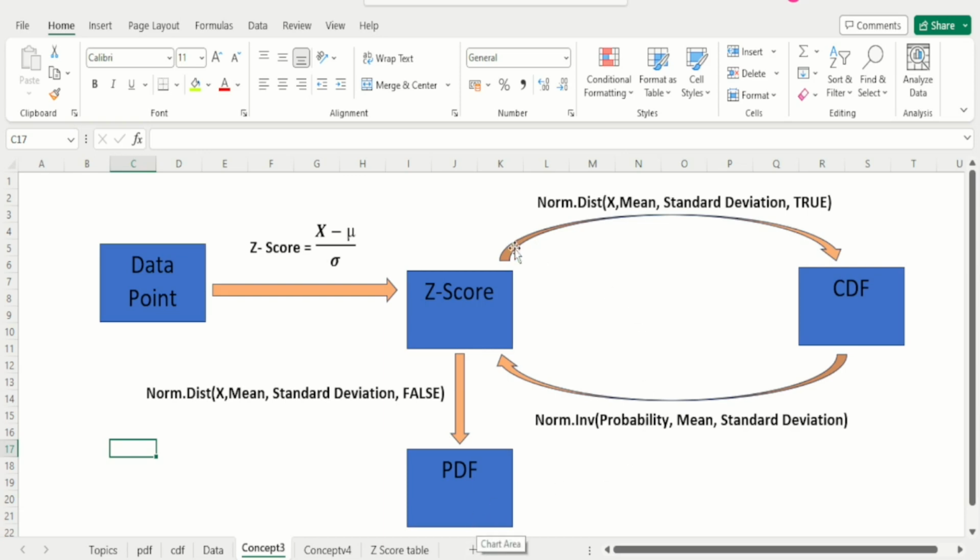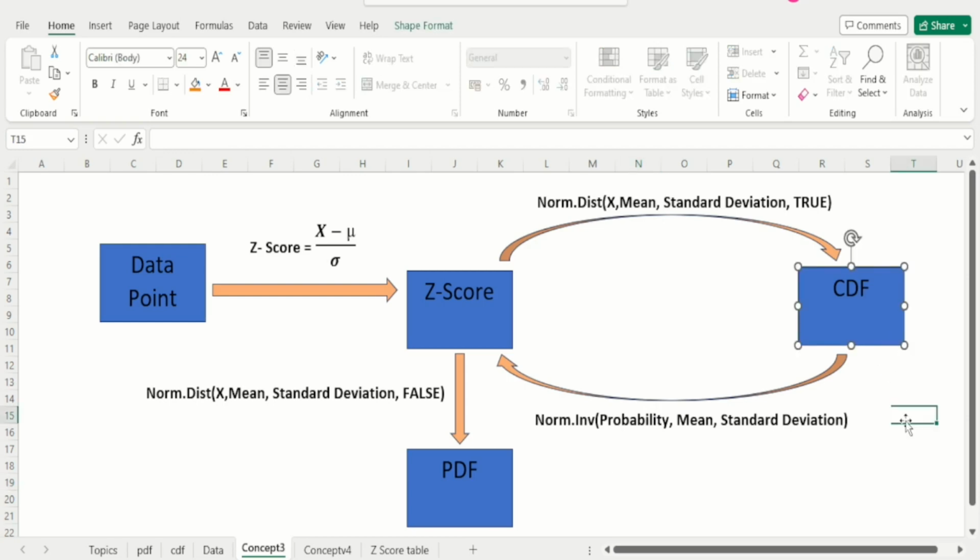On the other hand, if you want to arrive at the cumulative distribution function, as it's called, then you can use the Norm.dist function with the fourth parameter as true. It will give you the CDF. Once you have the CDF value, if you want to arrive back at the data point, the value of X which gives you that cumulative probability, you can use the Norm.inv or Norm.inverse function, which takes in three parameters. It takes the probability value, the mean, and the standard deviation, and you will come back to that data point.